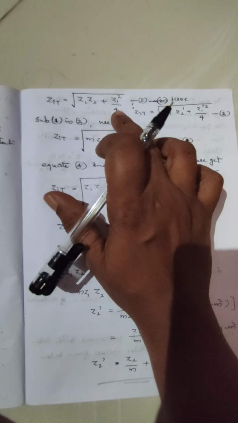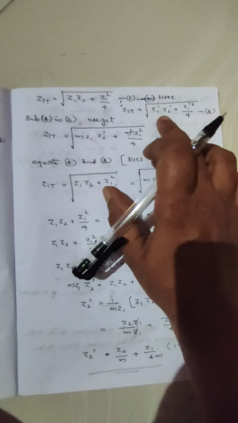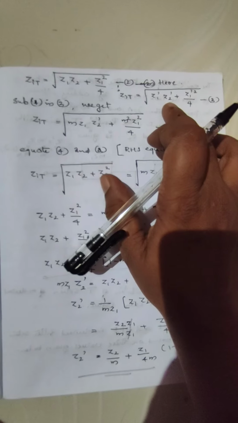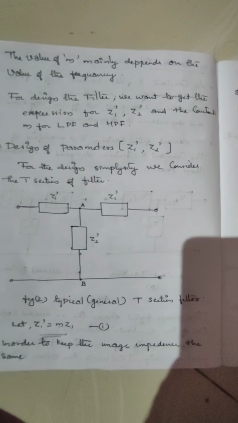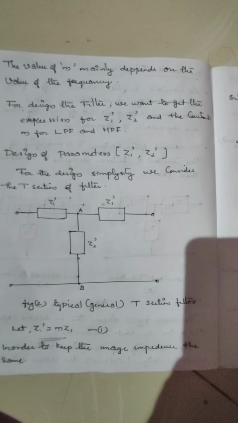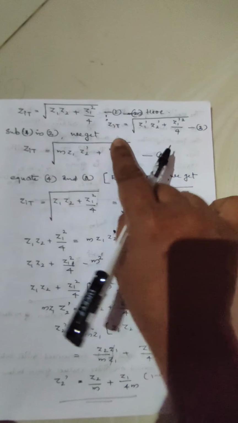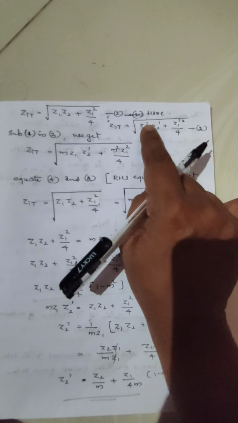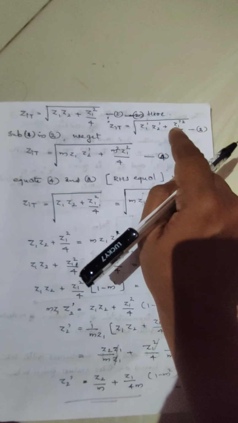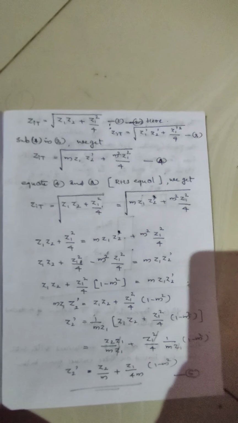Okay, listen, this is the general expression for image impedance. Within the values of z1 and z2 we directly substitute the values of z1 dash and z2 dash, because within this figure, instead of z1 we substitute z1 dash, and instead of z2 we substitute z2 dash. Hence the equation for ZIT will become root of z1 dash into z2 dash plus z1 dash square divided by 4. I consider this as my third equation.